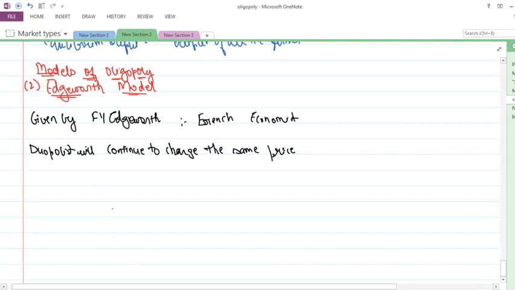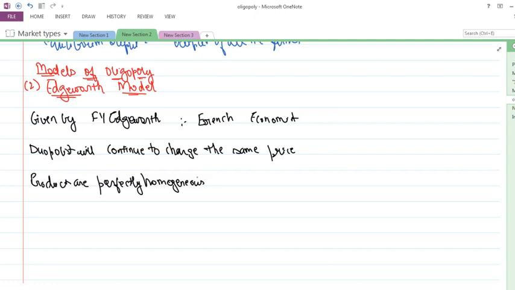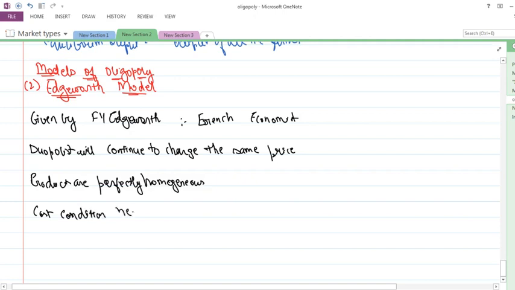Further, he also assumed that the products of the duopolists are perfectly homogeneous. The cost conditions of the two duopolists need not be exactly the same, but must be similar. Cost condition needs to be similar.